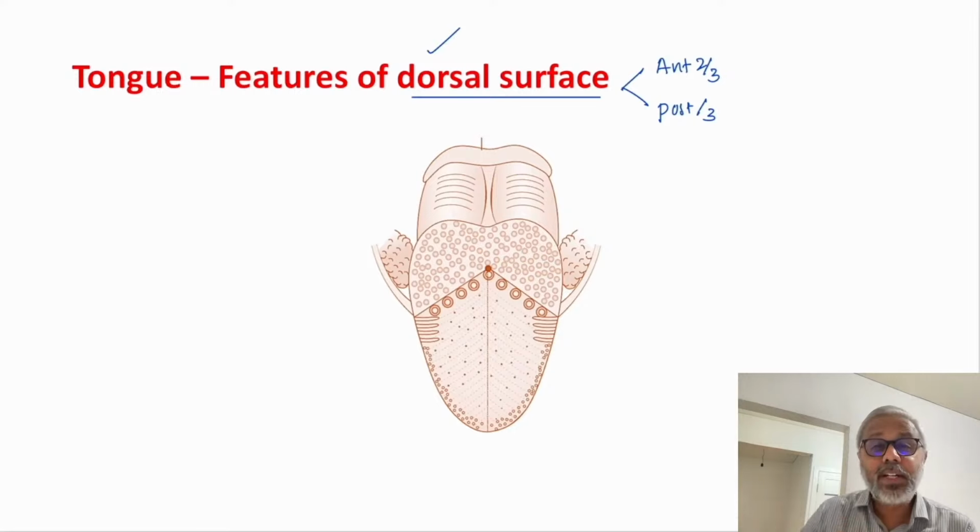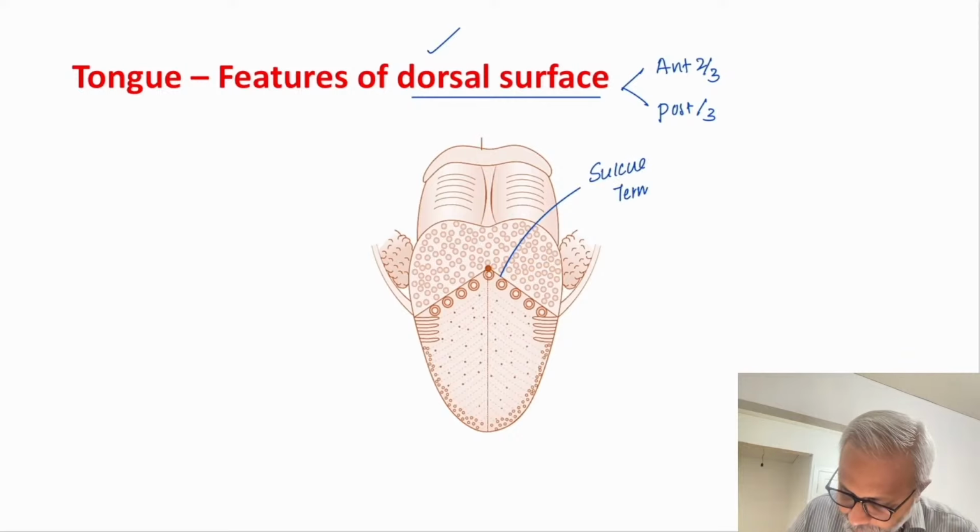Now, what divides the tongue into anterior 2/3 and posterior 1/3? This is this V-shaped sulcus. What is this sulcus? This is the sulcus terminalis. Right? So sulcus terminalis divides the dorsal surface of the tongue into anterior 2/3 and posterior 1/3.